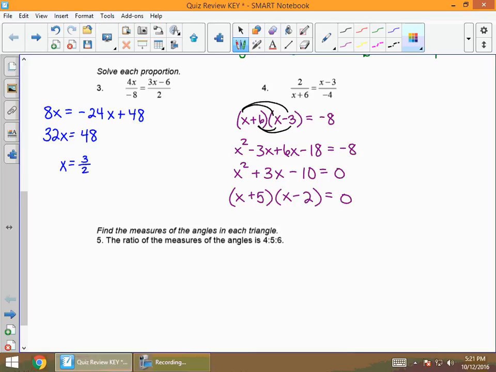Once it's been factored out, set each one of the factors equal to 0. So if x plus 5 equals 0, means x is negative 5. And if x minus 2 equals 0, then x is equal to positive 2. When we're just dealing with simple ratios and not actual geometric figures, negative values are fine. Make sure, though, that if we're trying to find the side of a triangle, or maybe the side splitter theorem or something like that, make sure that you're plugging that value in to make sure that it does make sense to us.